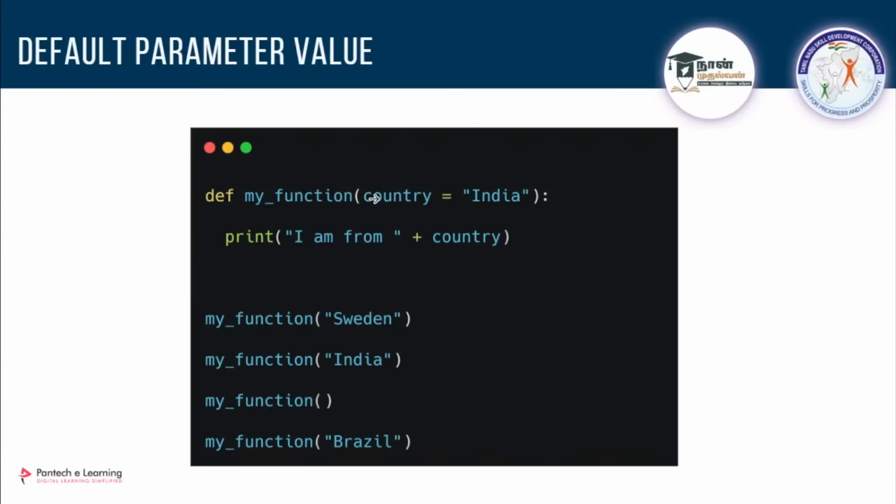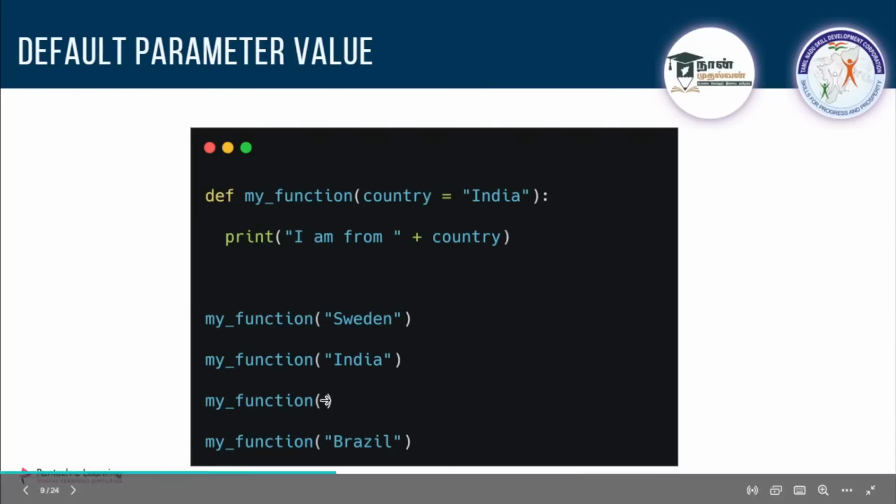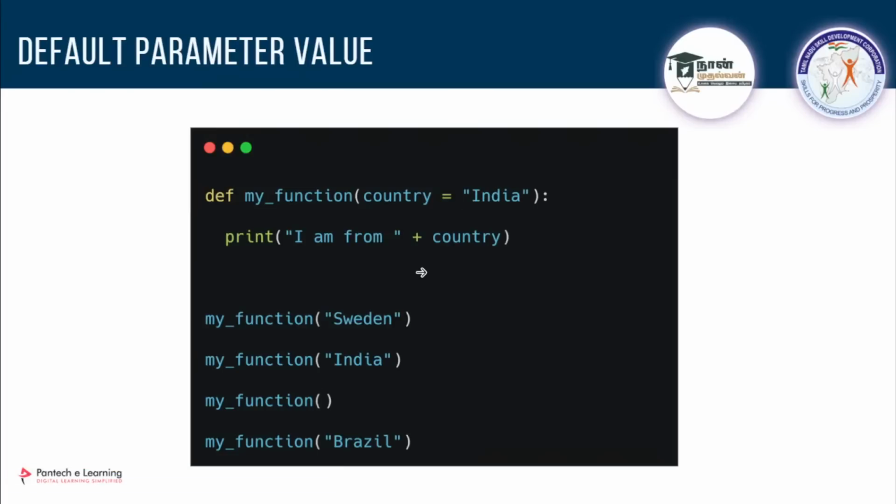If you are asking for this country as a parameter, you can use this equal to sign and set what you need. If I set this to India, and the user is passing Sweden, the output will be I am from Sweden. If you pass it empty like this, it is going to give this value. So you won't be getting any error. That's the idea of this default parameter value.